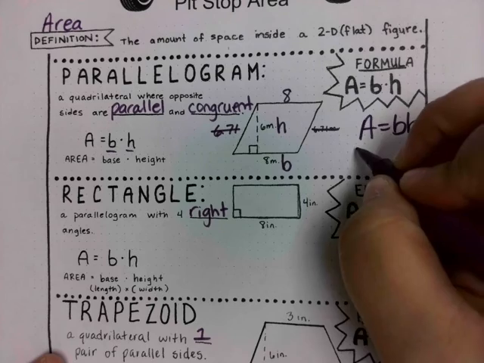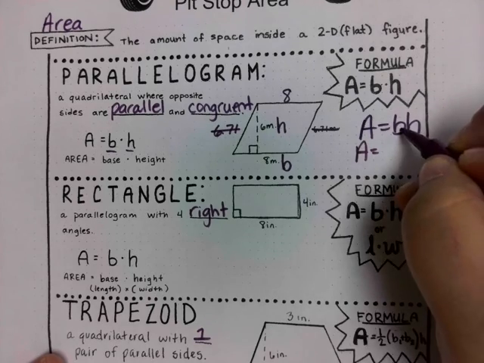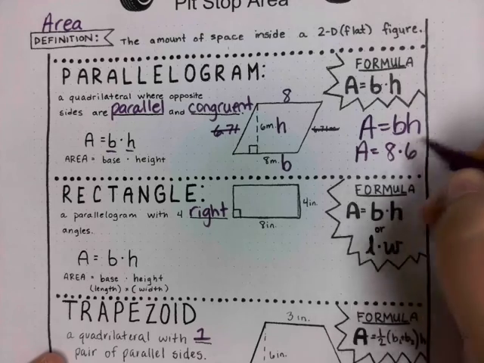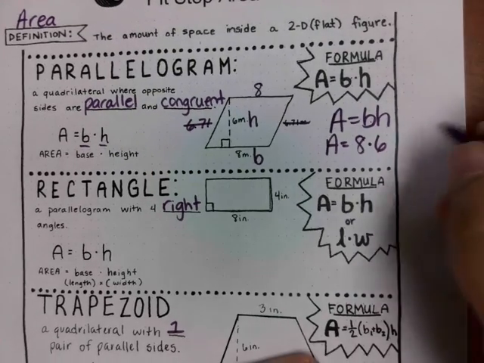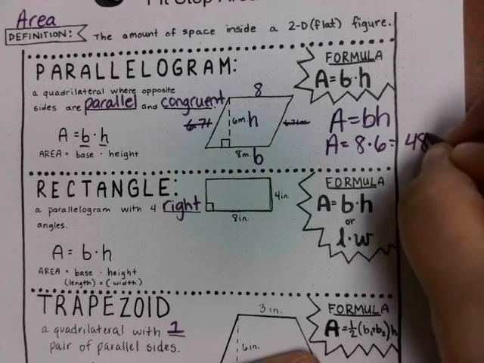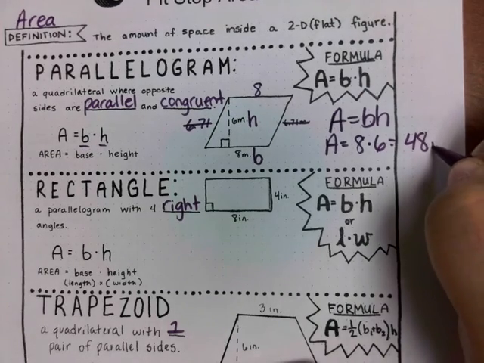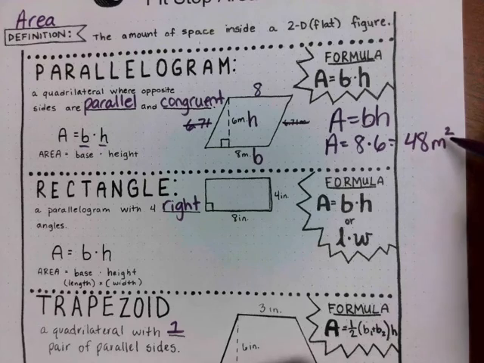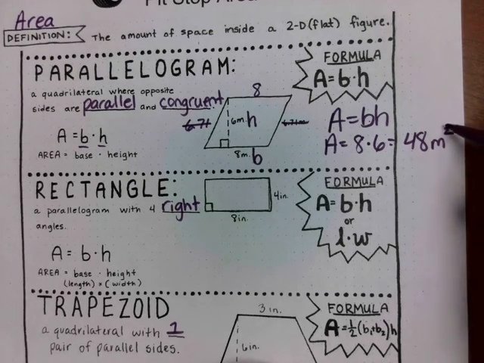So now I'm just going to plug it in. Area equals my base, which is 8, times my height, which is 6. So 8 times 6 equals 48. And then we do measure area. This was meters, and we put the exponent of 2 because area is always measured in square units. So with the exponent of 2.